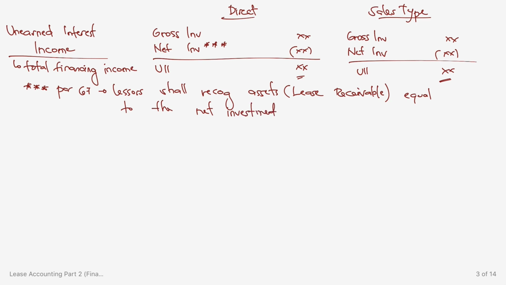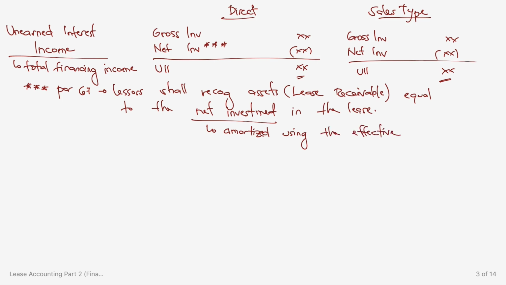Ibig sabihin, kung magkano yung net investment na na-compute mo under direct finance lease, that's the initial measurement of what? Of the lease receivable. Same thing with the sales type lease. Yun yung initial measurement natin ng lease receivable. And see to it that this net investment or lease receivable will be amortized. Again, this will be amortized using what? Using the effective interest method.